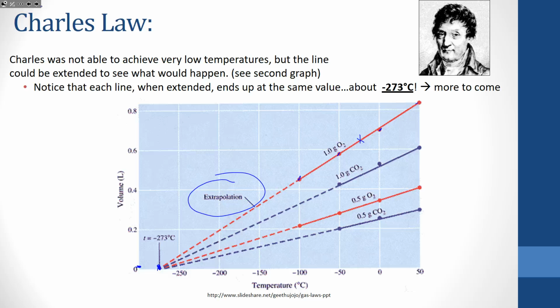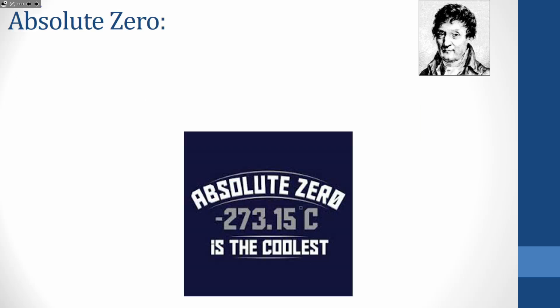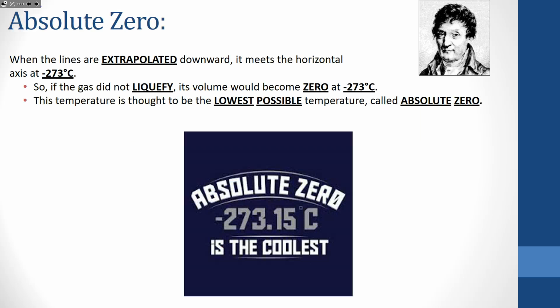Now, if you assume that our gas didn't go from gas to solid to liquid, and you just kept cooling it and cooling it, if it didn't liquefy, what we're saying here is that the volume of the gas would be exactly 0. So it would have no volume at negative 273 degrees Celsius. So what he figured is that this has to be the lowest possible temperature because you can't get negative volumes. That's not possible. So this would have to be absolutely the lowest possible temperature, and that number ends up being negative 273.15 degrees Celsius. We'll just round it off to 273.